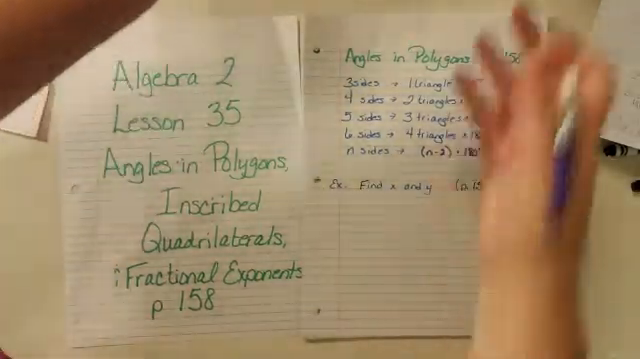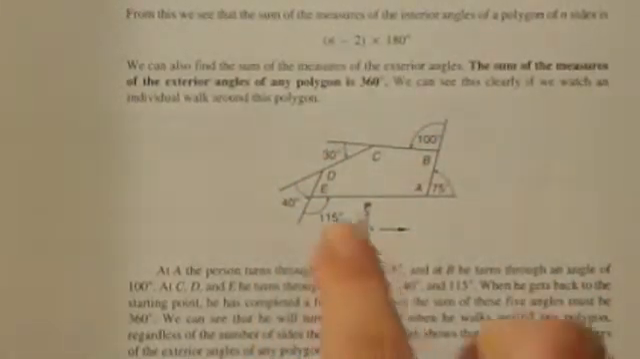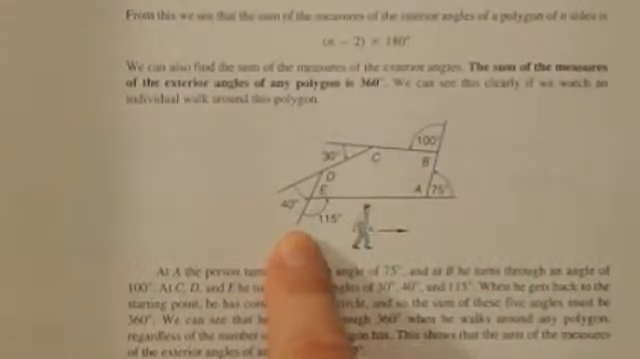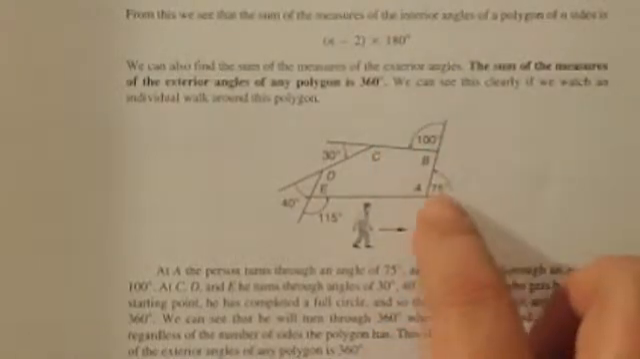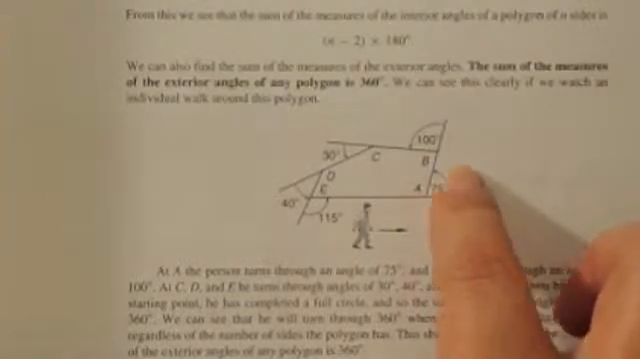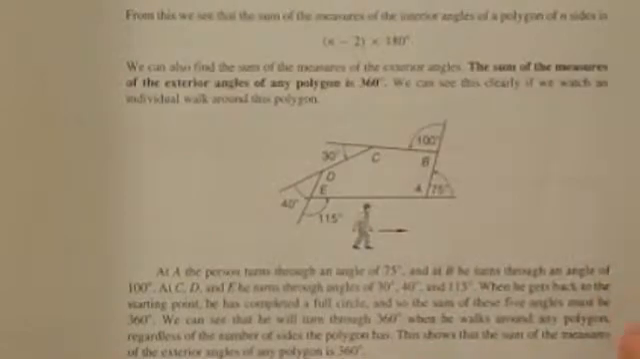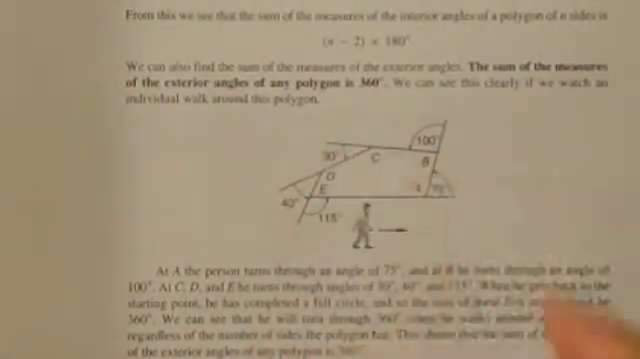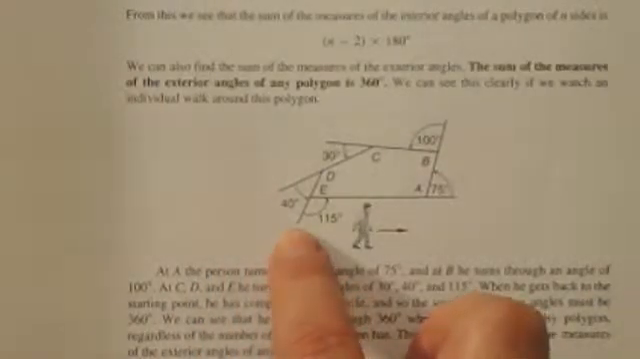So we're going to go back to our book again. Okay, so here's a picture of a polygon. In this case, it's a pentagon. And they have pulled out exterior angles. So they extended some lines and made exterior angles. Okay, so this angle A's exterior angle is 75 degrees. Angle B's exterior angle is 100 degrees. Angle C's exterior angle is 30. Angle D's exterior angle is 40. And angle E's exterior angle is 115.